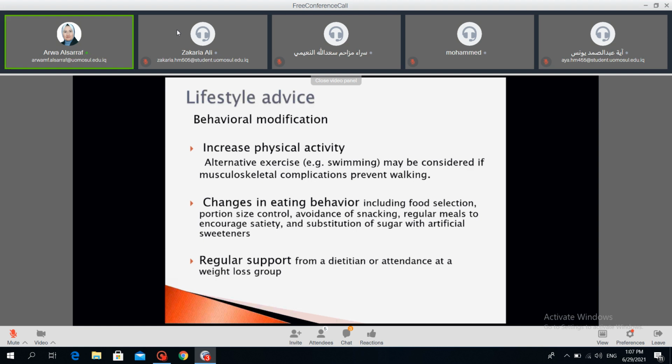All of these behavior, lifestyle and eating advices should also be supported by a dietitian. They can go to weight loss centers, where they may meet other groups with the same problem and help each other. So it is also important to have support by a dietitian or by group management.